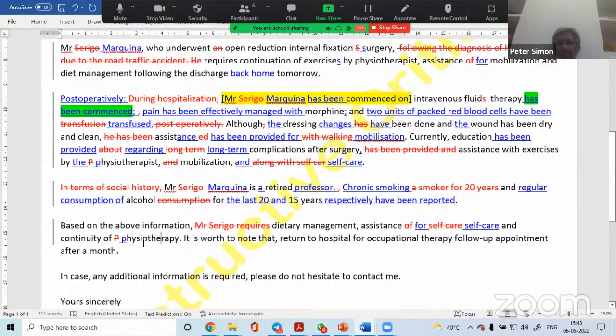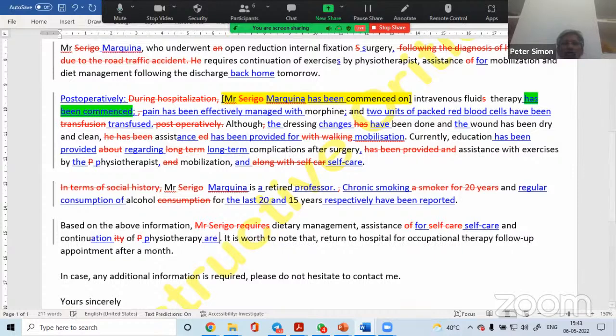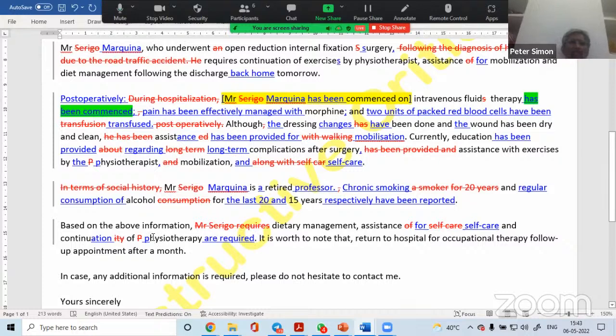So number one, dietary management. Number two, assistance for self-care. And number three, continuation of physiotherapy, continuity. Instead of that, you can say continuation of physiotherapy are required. Finished. Passive voice. Why every time Mr. Sergio, Mr. Sergio, Mr. Sergio? These are required. There is only one patient. So why do you want to write it?